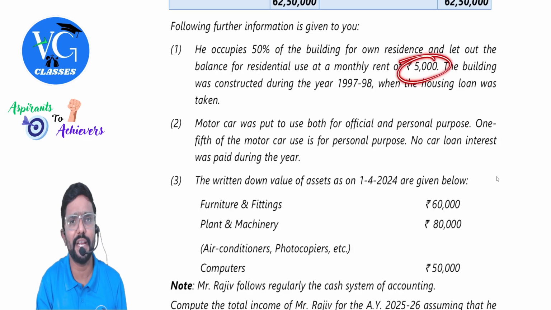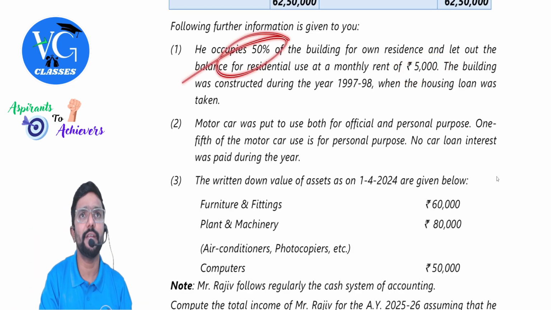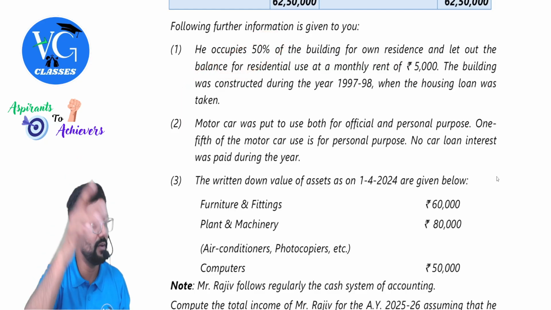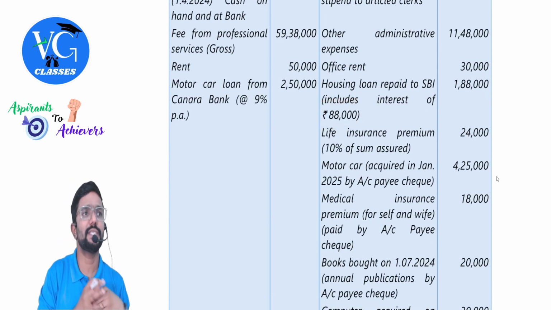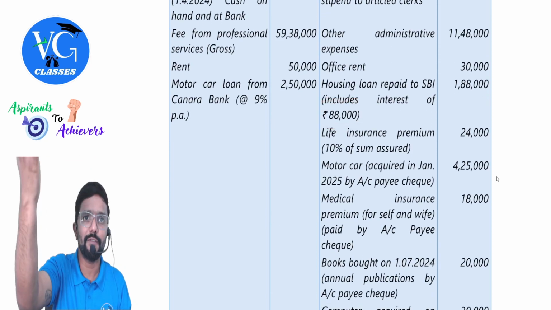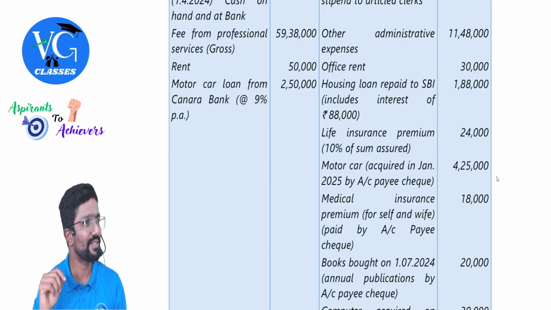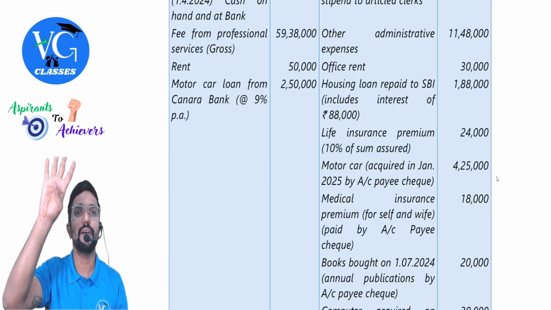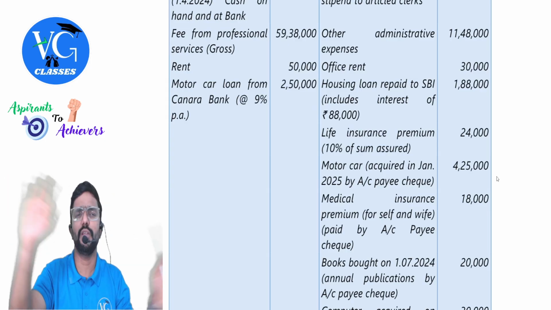So 50% is self-occupied, 50% is let out. For the let out portion, the rent is 5,000, so you will start with GAV. Whereas for the self-occupied, you go straight to interest. What is the interest? 88,000. Half is for self-occupied, 44,000. Is the entire 44,000 allowed? No, restricted to 30,000. What about the let out property? 44,000. Is it fully allowed? Yes, no limit for it.